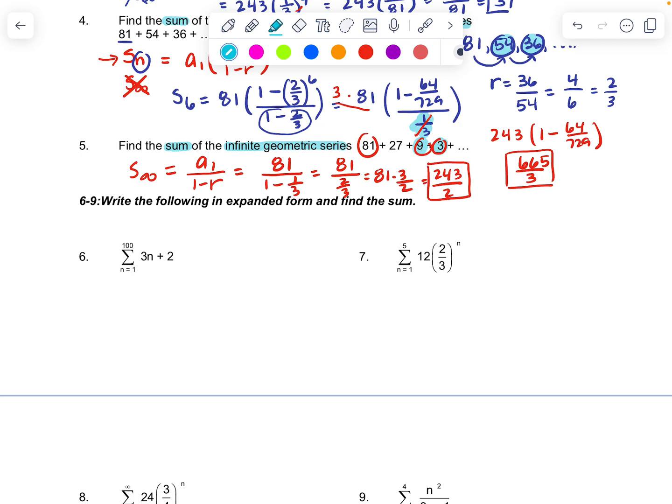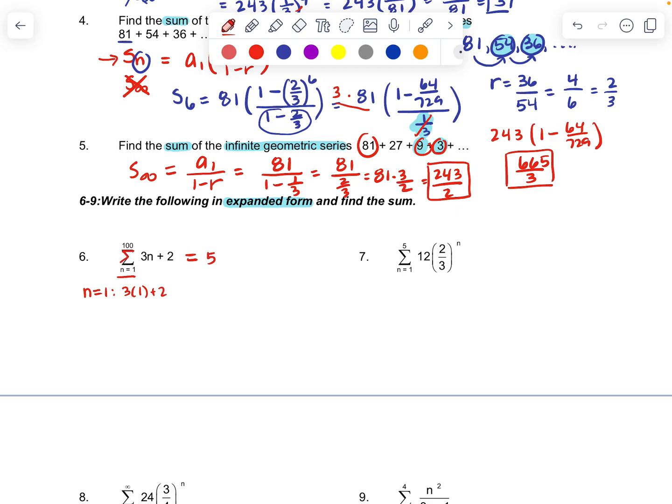So first, what is expanded form, okay? Expanded form is what numbers am I adding together? I don't need to see a lot. Show me the first 3 and we're good, all right? So look, how do I get the first term? The first term I get is when I plug in n equals 1. So if n equals 1, I'm going to get 3 times 1 plus 2. Well, that's going to equal 5, okay?